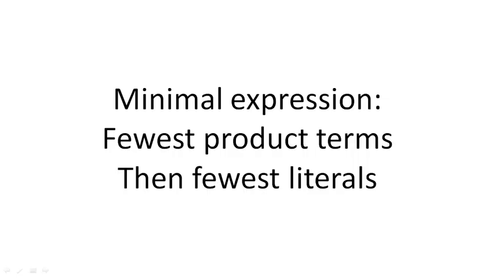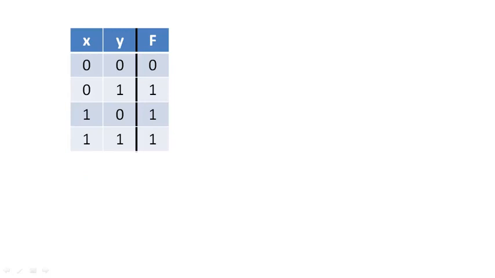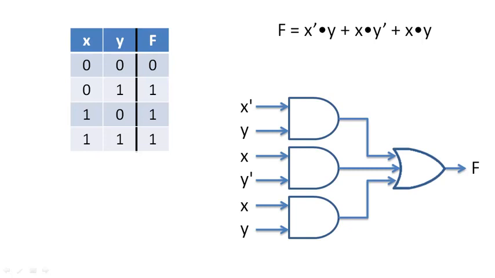A minimal form of a Boolean expression is one which first minimizes the number of product terms, and then, among expressions with the minimum number of product terms, it has the fewest literals. Let's consider this truth table. There are 2 ways to create a Boolean expression from this truth table. The first method is to OR the minterms together, just like we did. This method would yield a fairly large, complex circuit.